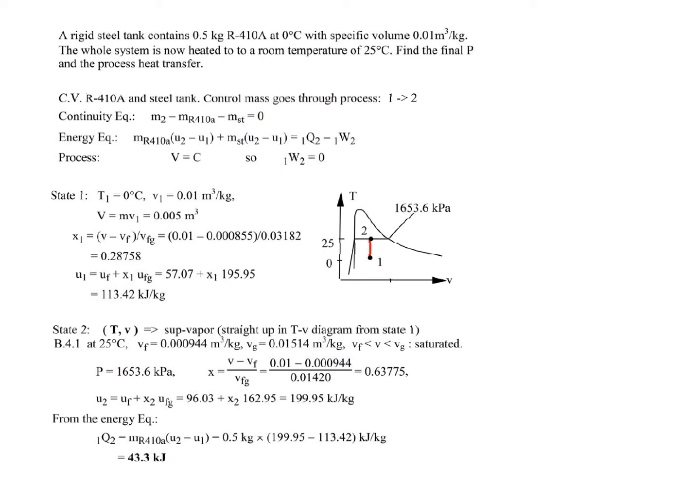At the next stage, since the vessel is rigid, this volume is going to be the same for the next state, and only the temperature will change. Now what we have done is compare this volume with Vf, Vfg and Vg at 25 degrees centigrade. We found that this volume is less than Vg and greater than Vf at 25 degrees centigrade. Therefore, the system is still in saturated or mixed form.